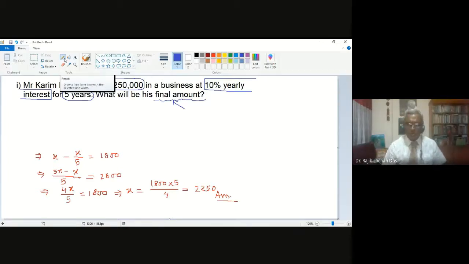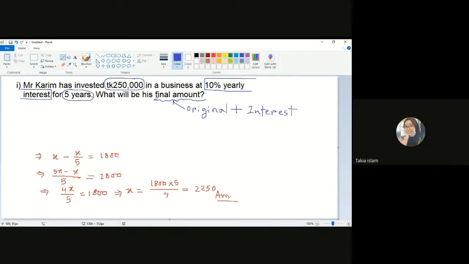Okay, final amount is actually the original amount plus the interest amount. So you need to calculate the interest amount and then you will add it with the original. That will be the final amount. Okay. Sir, may I say the answer?